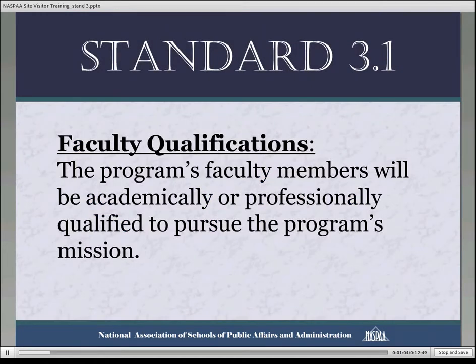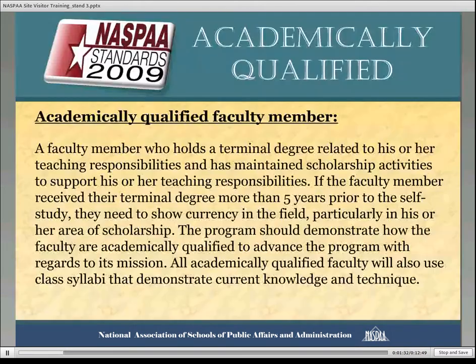Faculty qualifications. The site visit team needs to be able to determine whether or not the faculty in the program are academically or professionally qualified to pursue the program's mission. And so in a minute or so, we'll be talking about these 2 dimensions, whether or not the faculty are academically or professionally qualified. It's the wisdom of NASPAA that faculty members can be qualified in those two ways.